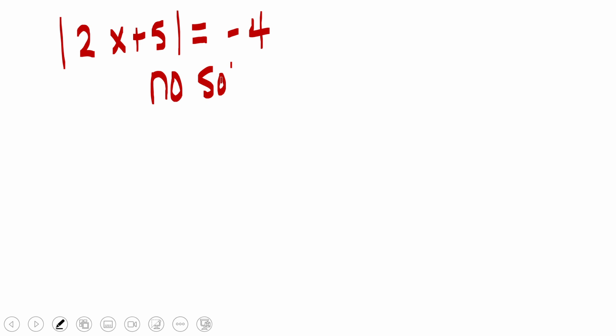Alright, if you're asked to solve something like the absolute value of 2x plus 5 equals a negative 4, absolute value is not equivalent to a negative value. So this is not true, no solution.